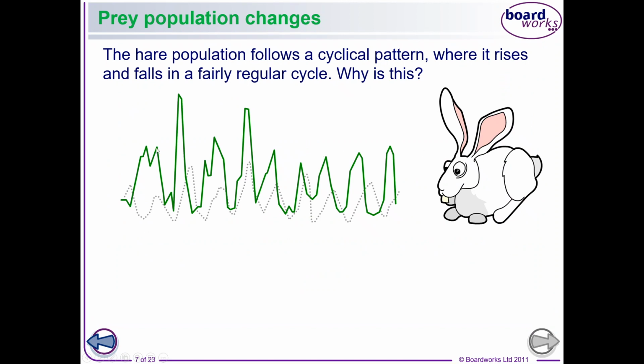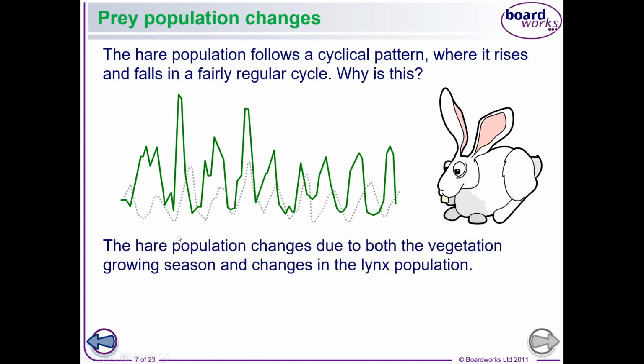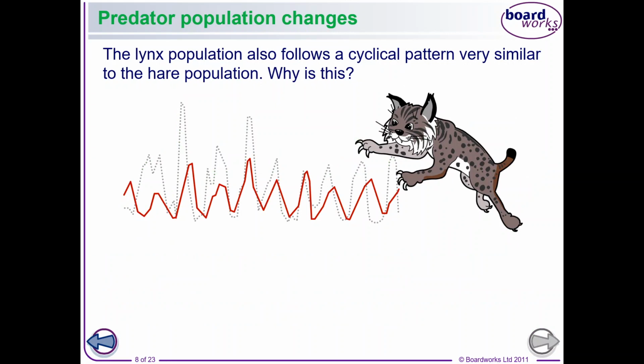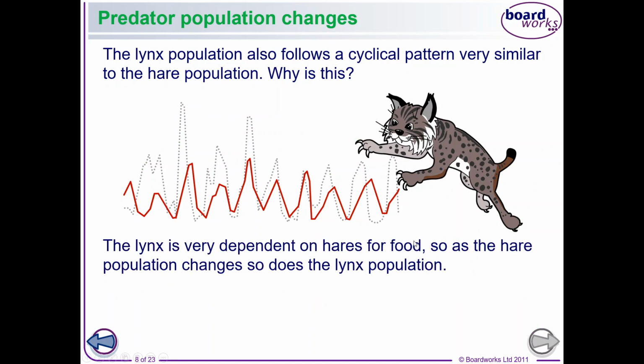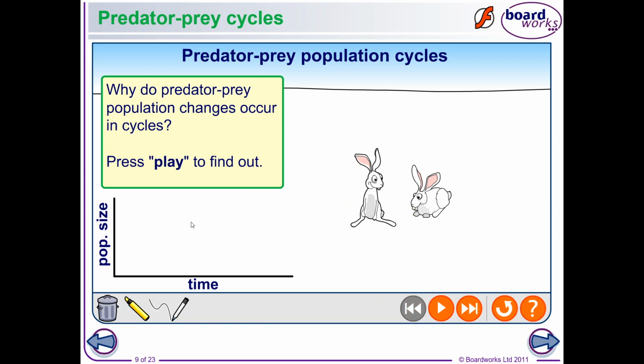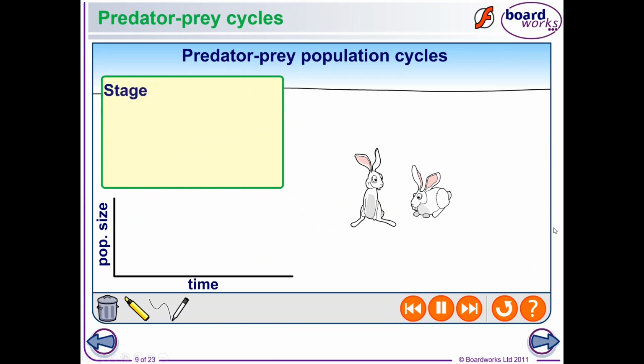So if we look at the hare population, first of all, the reason it might go up is because there might be more food for them to eat. So the vegetation, the plants will grow more, and if there's more food, then there's more for them to eat. And also, it's because of changes in the lynx population. So if the lynx population increases, then the amounts of hare will start to decrease. If we look at the lynx population, then they depend on the hares for food. So when there's more hares, there'll be more lynx, and if there's less hares, there'll be less lynx. So let's have a look a bit more about how that happens.